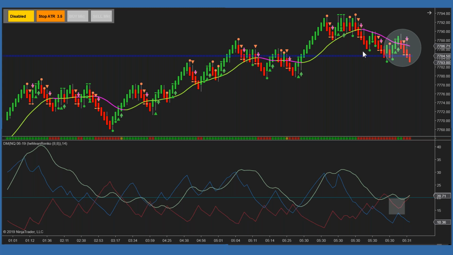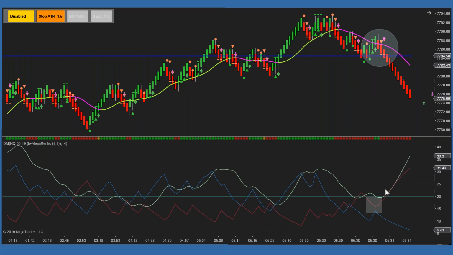So one thing you're going to find by using the mean Renko bars with some of these indicators is that they're going to be much more responsive. And there you go. You had a very nice move lower. Notice the whole time the ADX is rising. That tells you that the trend is building.